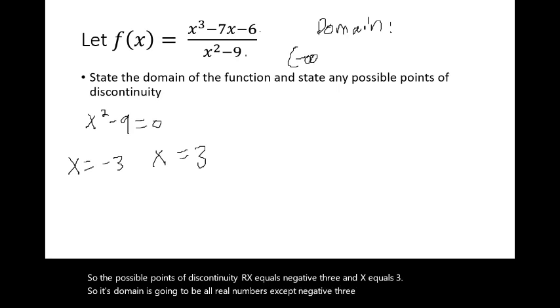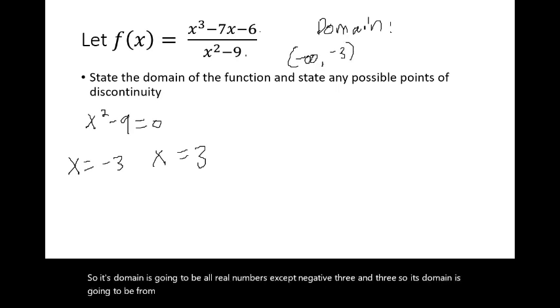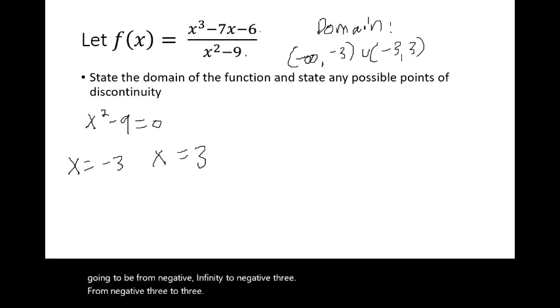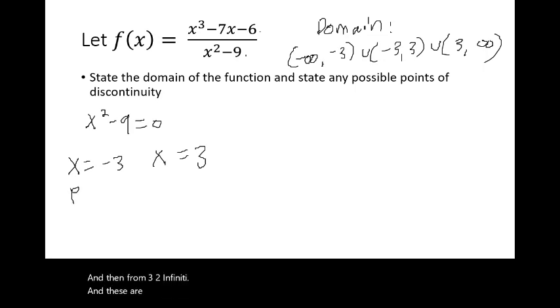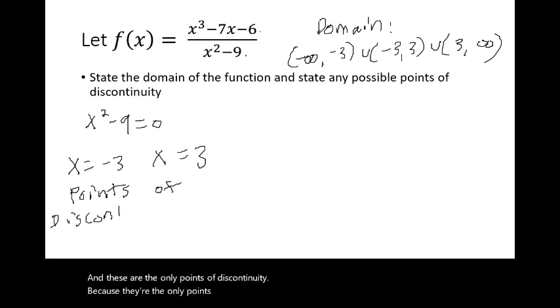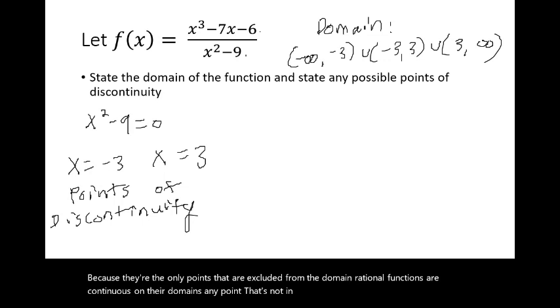So its domain is going to be from -infinity to -3, from -3 to 3, and then from 3 to infinity. And these are the only points of discontinuity, because they are the only points that are excluded from the domain. Rational functions are continuous on their domains. Any point that's not in the domain is a point of discontinuity.